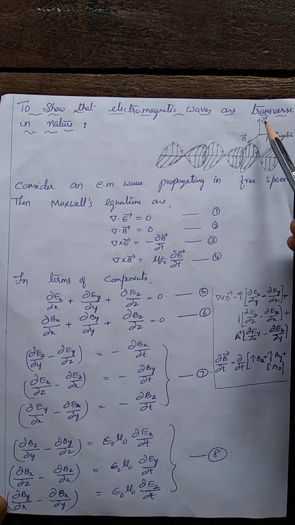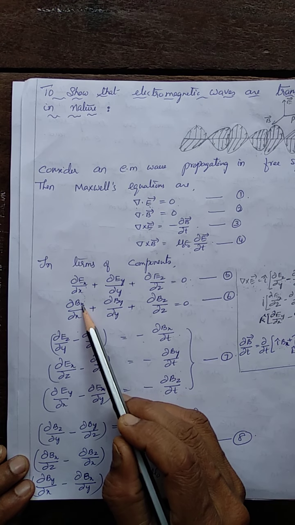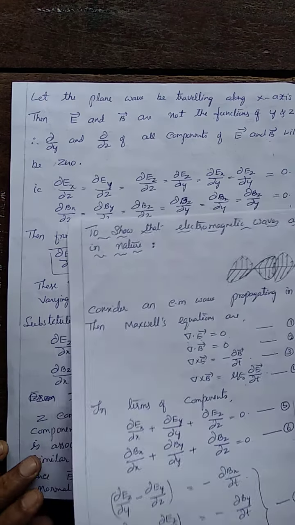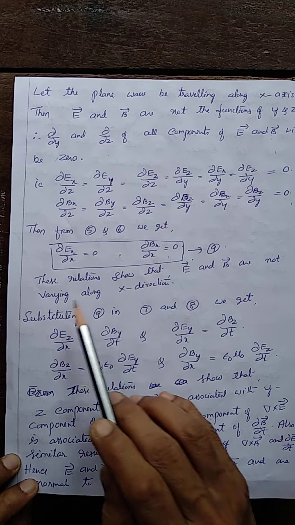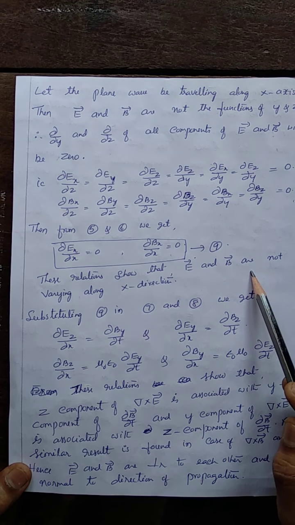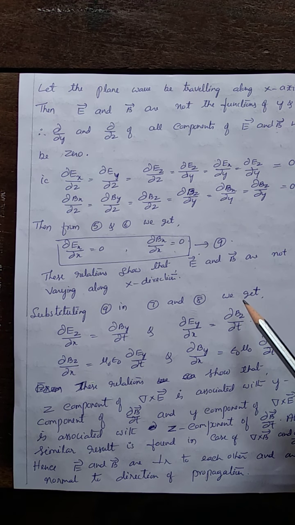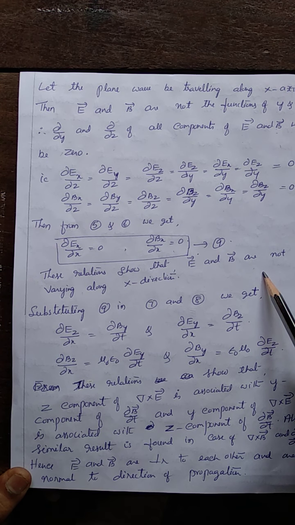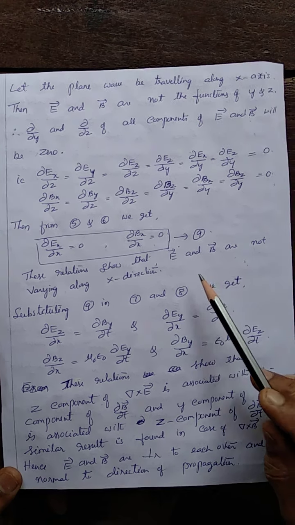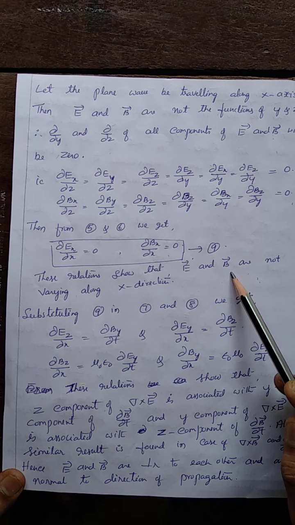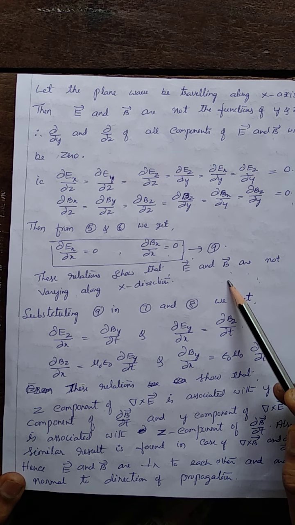The rate of variation of Ex with respect to x is 0. The rate of variation of the component of B, Bx, with respect to x is also 0. What does it say? These two being equal to 0 means these relations say that E and B are not varying along the x direction. There is no variation of the components of E and B along the x direction. So the variations of E and B are only along the y and z directions, not along x.